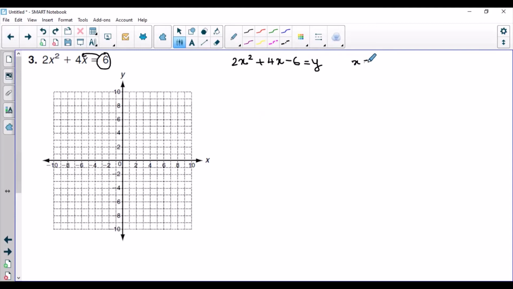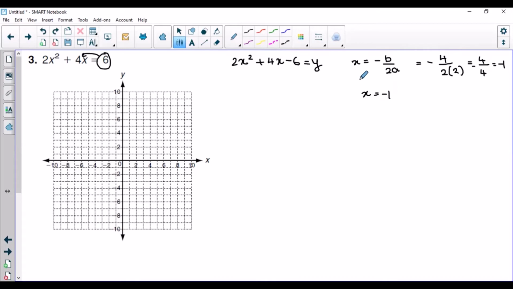So x is going to be negative b over 2a. From the equation, we know the value of b is 4 and the value of a is 2, which means it's going to be negative 4 over 2 multiplied by 2, which gives you negative 4 over 4, which is negative 1. So the value of x is negative 1.